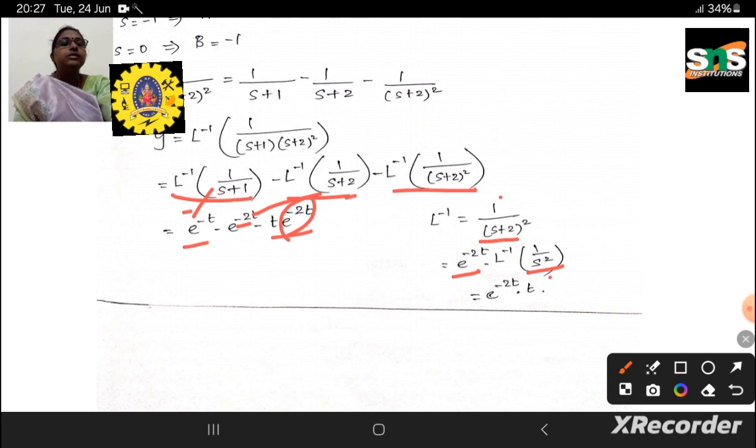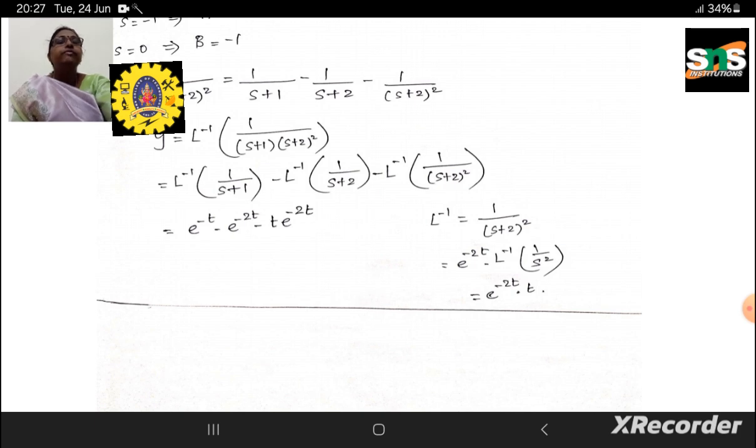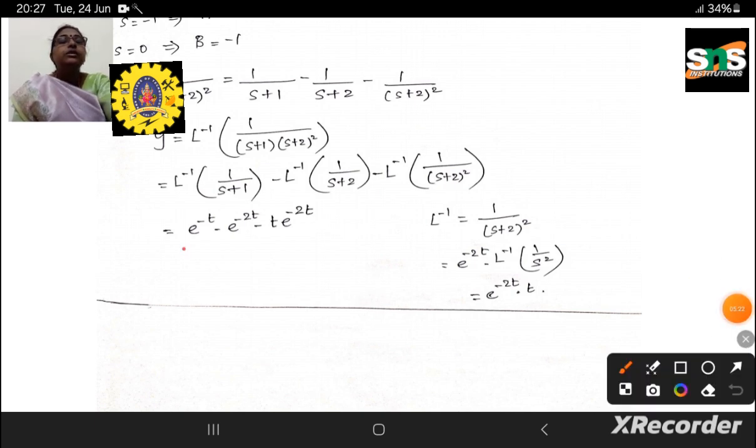In the second step, we apply the formula for L inverse of 1 by s squared, which is t. Applying this formula, we get the third term as t into e power minus 2t. This way we got the solution of the quadratic equation using Laplace transform. Thank you.